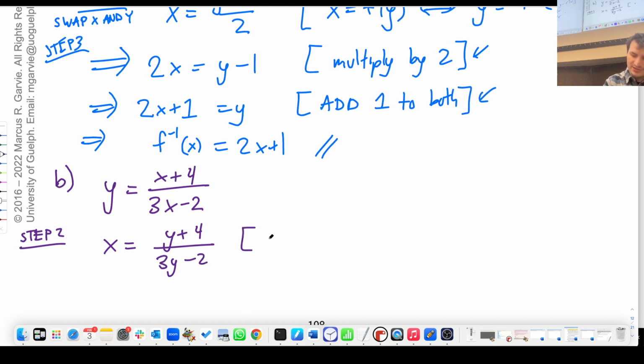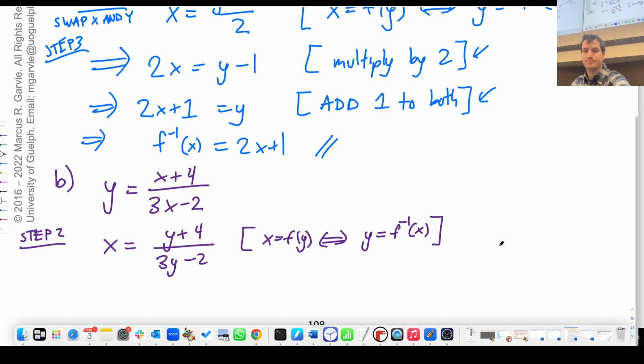And right now, this is the equation x equals f of y. Right? That's what we've written. X equals f of y. And x equals f of y is exactly the same as y equals f inverse of x. So that's why by doing algebra, we can rearrange to get this equation that we're looking for.